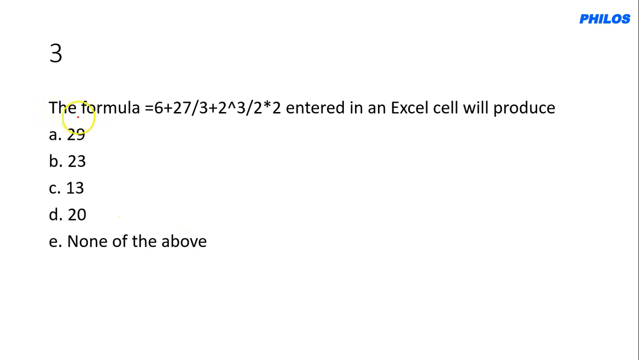Question 3 says, the formula equals 6 plus 27 divided by 3 plus 2 exponent 3.